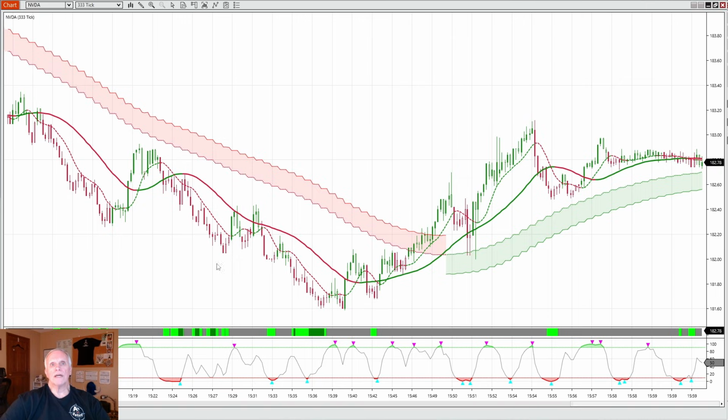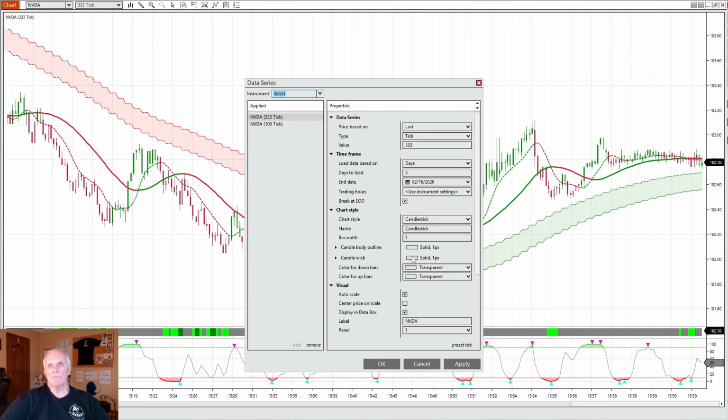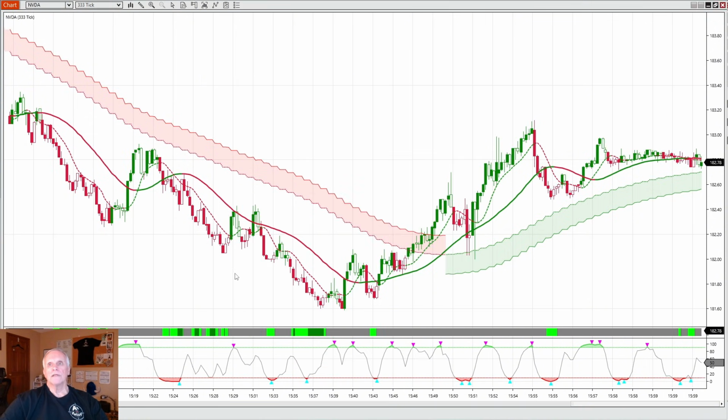What's on? Okay, so this is NVIDIA. Let's bump the bar size up a little bit. All right. So again, this is Friday's action, and what do we have? A 333 tick NVIDIA chart. Now, let me make this perfectly clear. I am baking in multi-time frame tools here. This bottom picker is based on a lower time frame, and I'm going to show you why this is important in just a little bit.